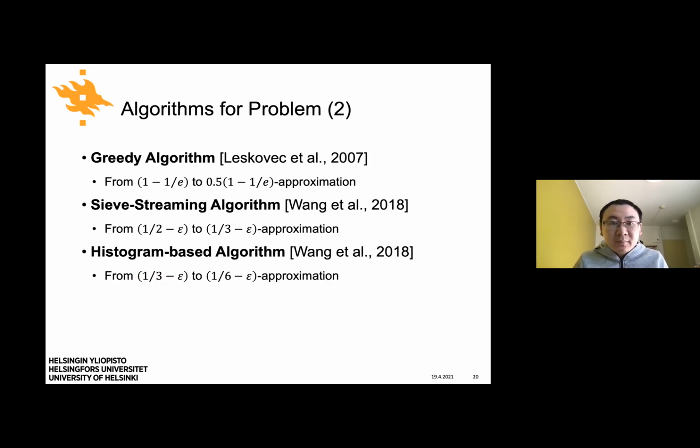In this way, existing algorithms for the knapsack constraints, including the greedy algorithm, the safe streaming algorithm, and the histogram-based algorithm, can all be adapted to submodular maximization under the knapsack constraints, but at the expense of lower approximation ratios. For the greedy algorithm, the approximation ratio is lowered from 1 minus 1 over e to half of 1 minus 1 over e. For the safe streaming algorithm, the approximation ratio will be 1/3 minus epsilon. And for the histogram-based algorithm, the approximation ratio will be 1/6 minus epsilon.